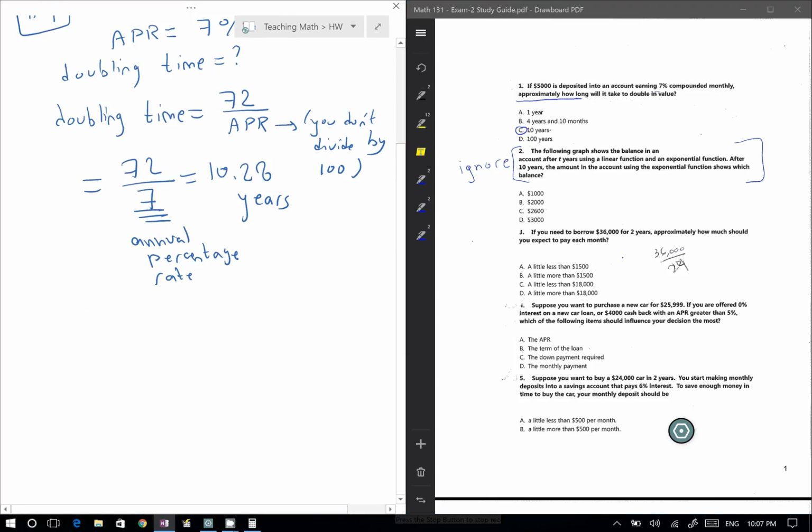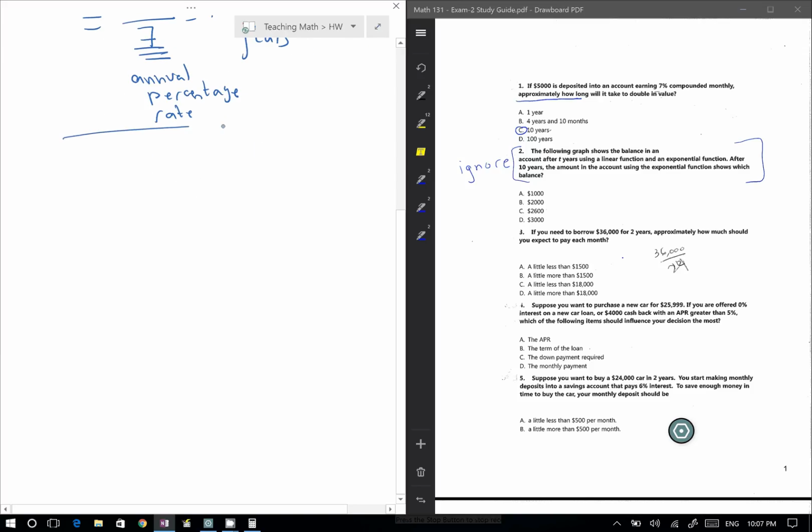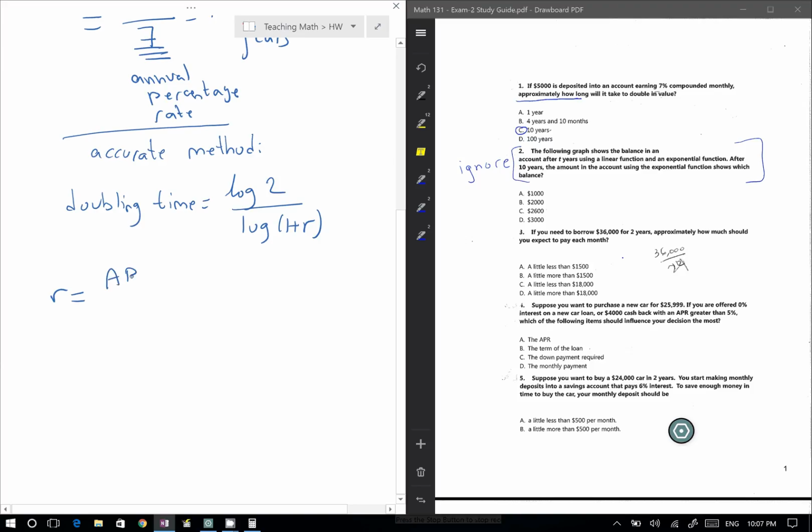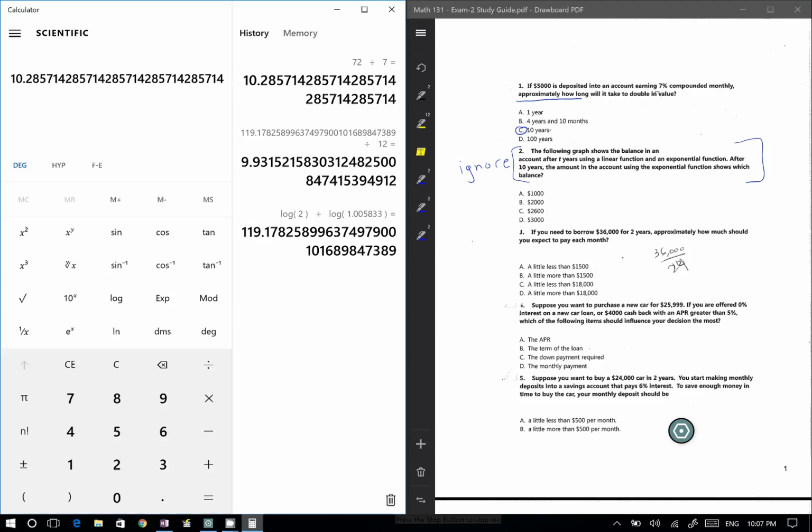What if you want to find the accurate method? So, accurate method, doubling time is equal to log 2 divided by log 1 plus R. Big disclaimer, as we always say, R is equal to APR divided by 12. It's a percentage, so it's equal to 7 divided by 100 divided by 12. The order is not important, only in this case.